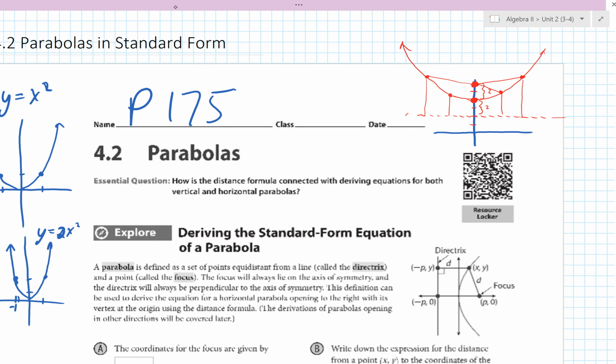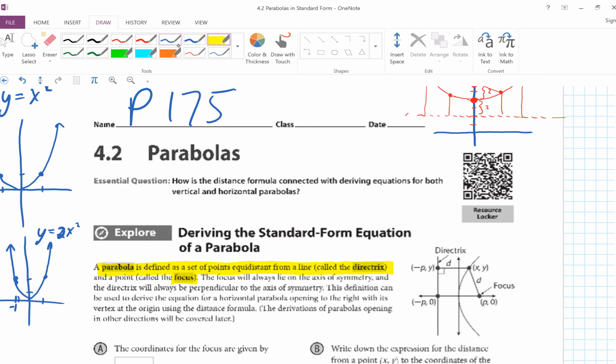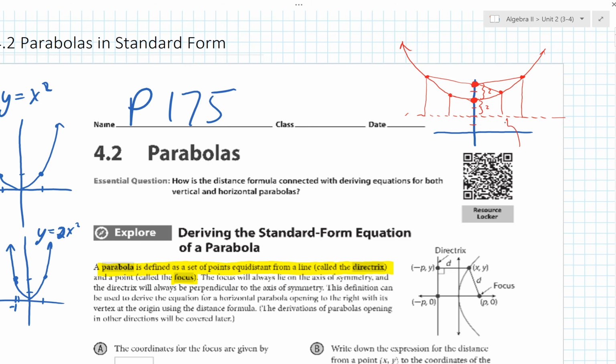So the definition is in your book right here. A parabola is defined as a set of points equidistant from a line. The line is called the directrix. So in this graph that we created here, this red dotted line is called the directrix. And then the point that we kept equidistant from is called the focus. Okay, so we have a focus and a directrix.